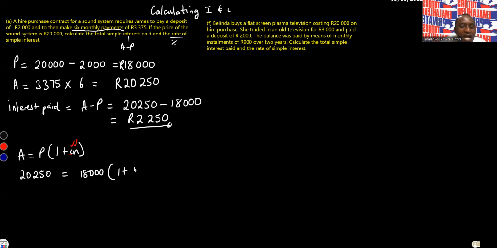What is our N? Now, listen here. Remember our N. How do we get our N here? N is equal to what? 6 divided by 12. Remember, you divide the months by 12 to get the years. Whatever figure that you are given, you divide it by 12. So you get 1 over 2, which we can put as 0.5. So we have our N, which is 0.5.